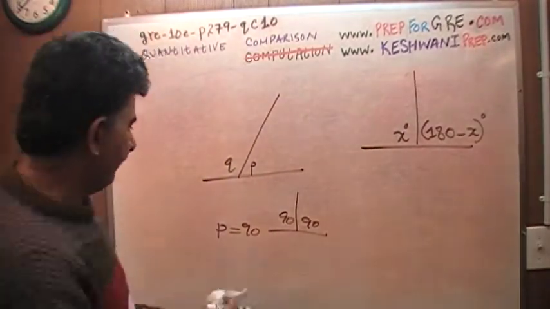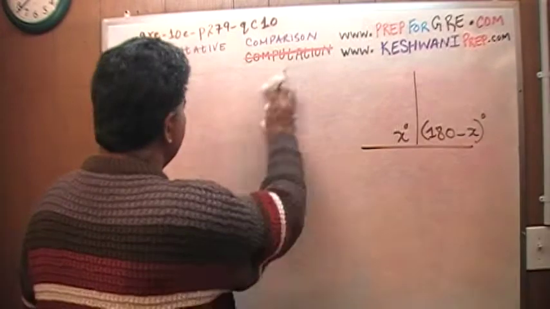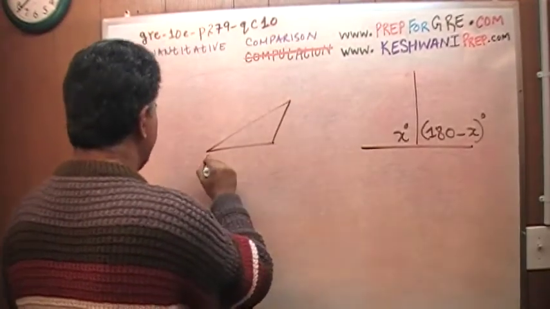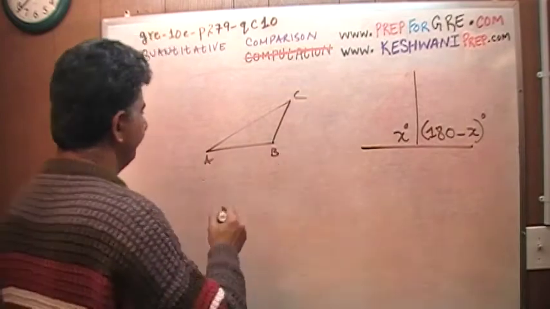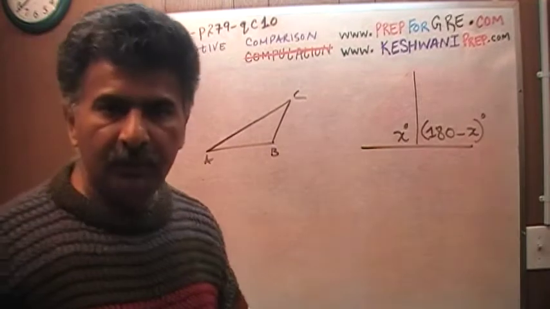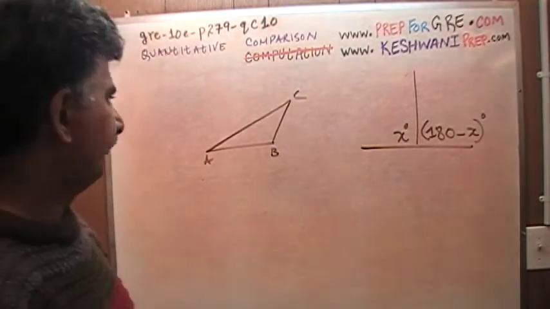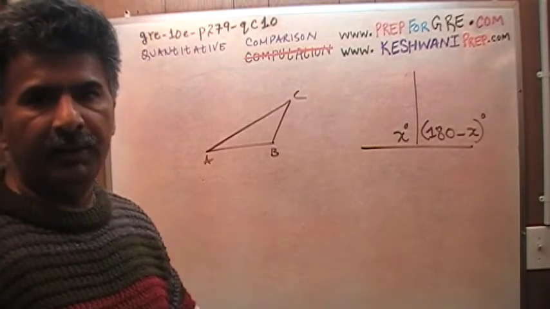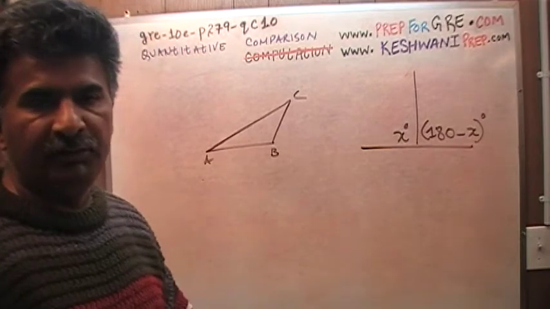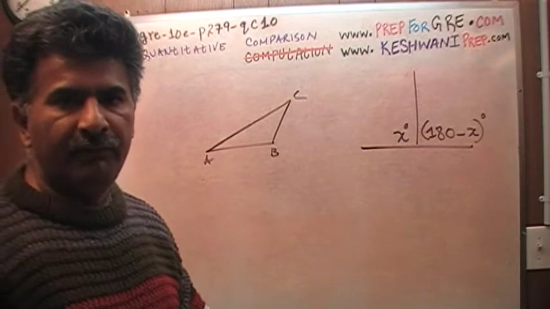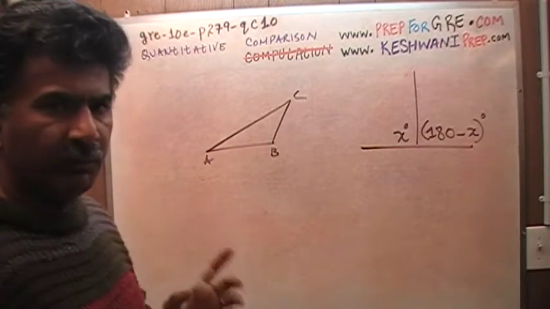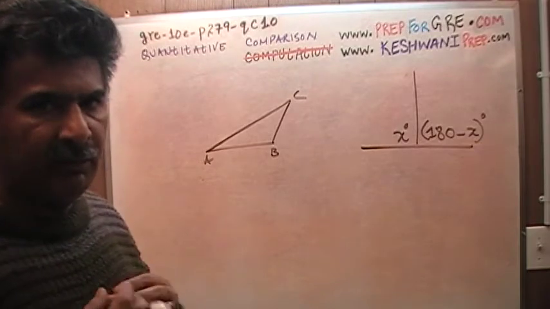Let me give you another example. Simpler one. A, B, C. Very simple question. Which is the longest side in this triangle? If you were taking the GRE and this pops up on the screen, the question is which is the longest side in this triangle? The answer to that is, how the hell do I know?